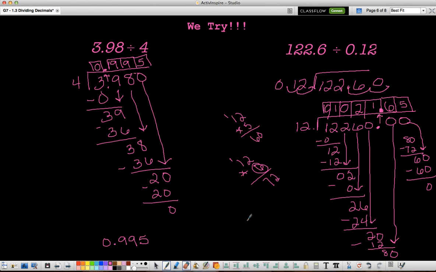So in this case, my answer right now looks something like this: 0, 1, 0, 2, 1, decimal 6, 5. Well, we don't need this 0 in front. That was just a placeholder for us for the time being. So I know my answer is 1021, and notice you don't say and until you have the decimal, 65 hundredths. Don't forget your comma because that is important.